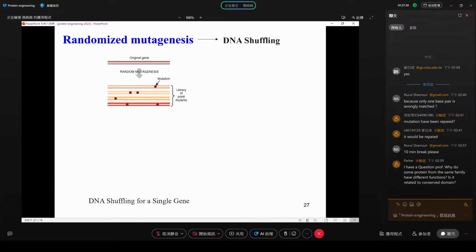Okay. The second strategy is DNA shuffling. Parker just asked why proteins from the same family don't function similarly, or even function very differently. That's a big question in biology. But a lot of same-family genes can help us generate new proteins. I'll give an example like a homeodomain here. As the original gene, we can do random mutagenesis to have a library, each one with its own point mutation, from mouse, from human, from fly, from C.